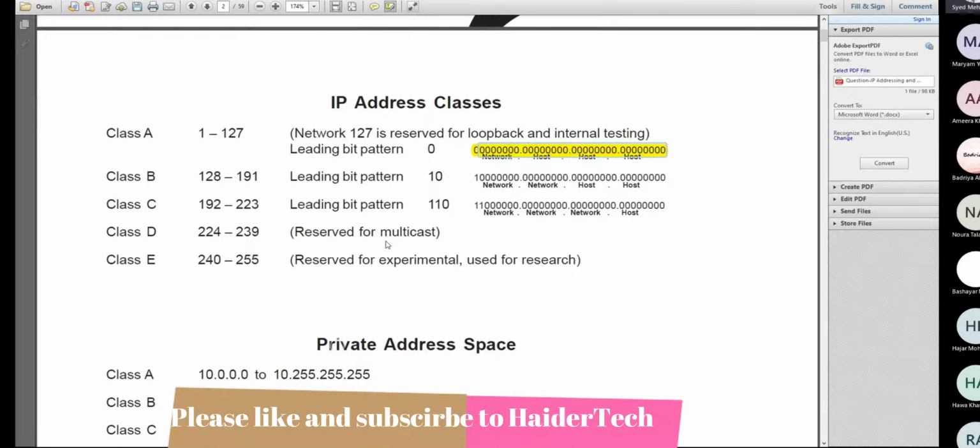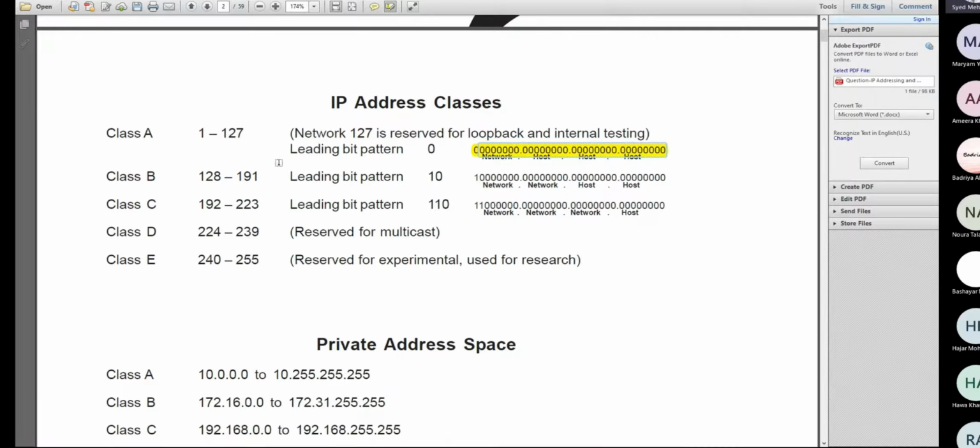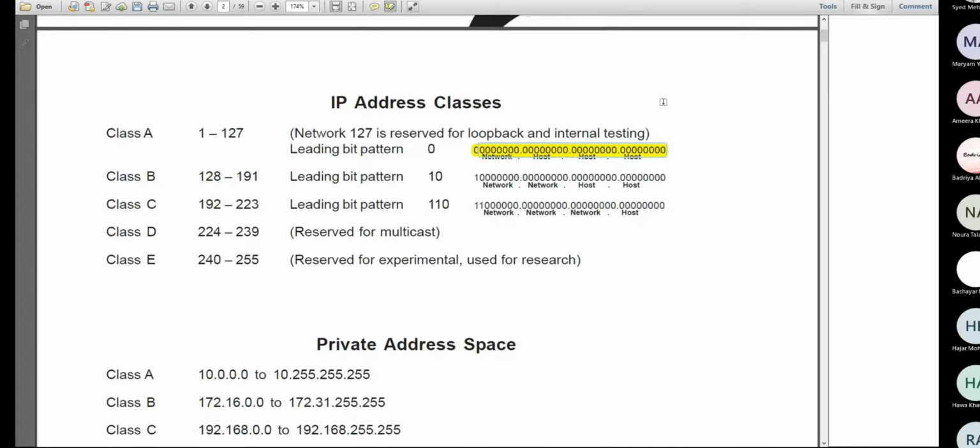What is the default subnet mask for a class A IP address? Please tell me. What is the default subnet mask? 255. Yes.